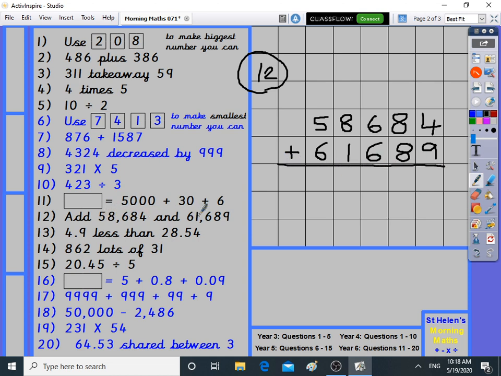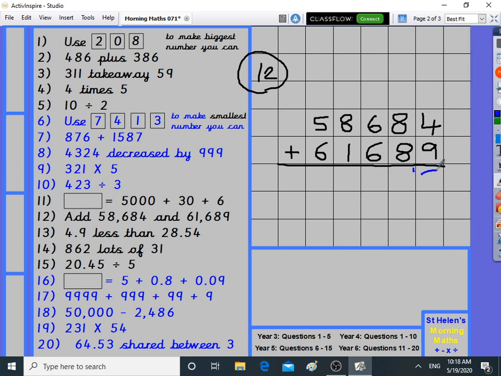58,684, 61,689. Make sure I've copied them right. Because I know what I'm like. I know I've done it wrong so many times in the past, I need to check. And you'll be the same. Don't make the mistake of thinking you're too good at maths, you're too good, you don't have to check. I've never met anyone like that who's so good they don't have to check. 4 plus 9 is 13.